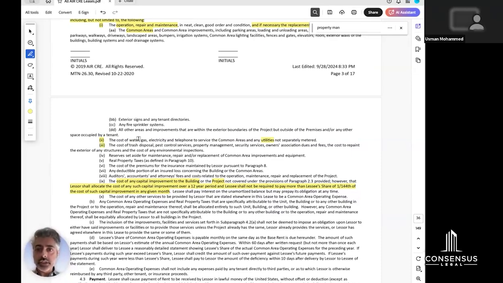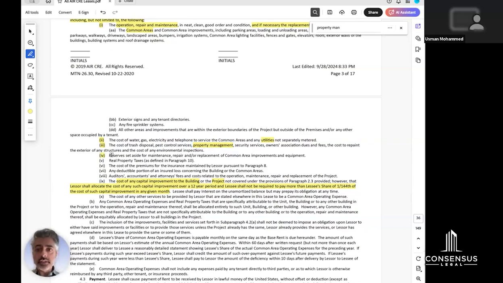Item 3 allows lessor to pass through the cost of trash disposal, pest control services, but importantly, please note this one, property management costs. So lessor, if it's paying 3% property management fees, it can pass through that cost. Another note here, there's no cap in the AIR CRE lease on the property management fees that can be passed through. So whatever lessor incurs, it can pass it through.